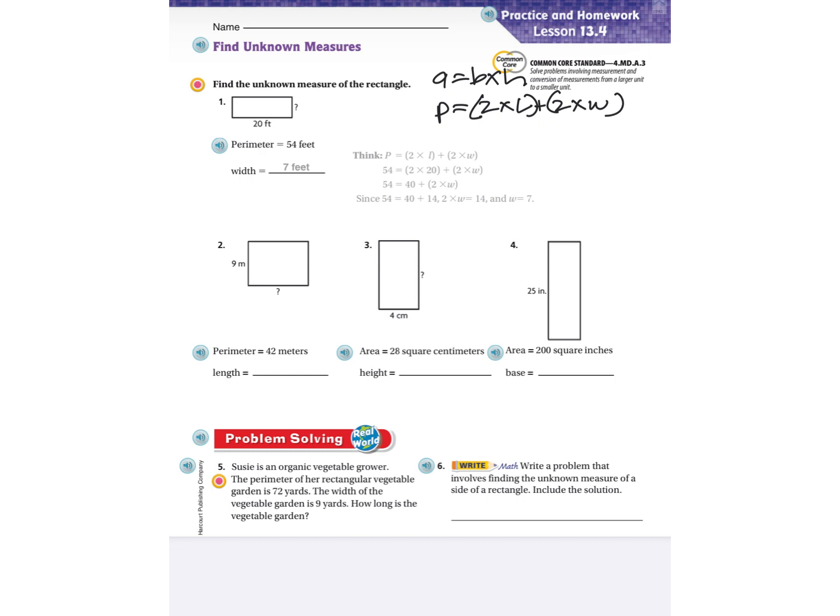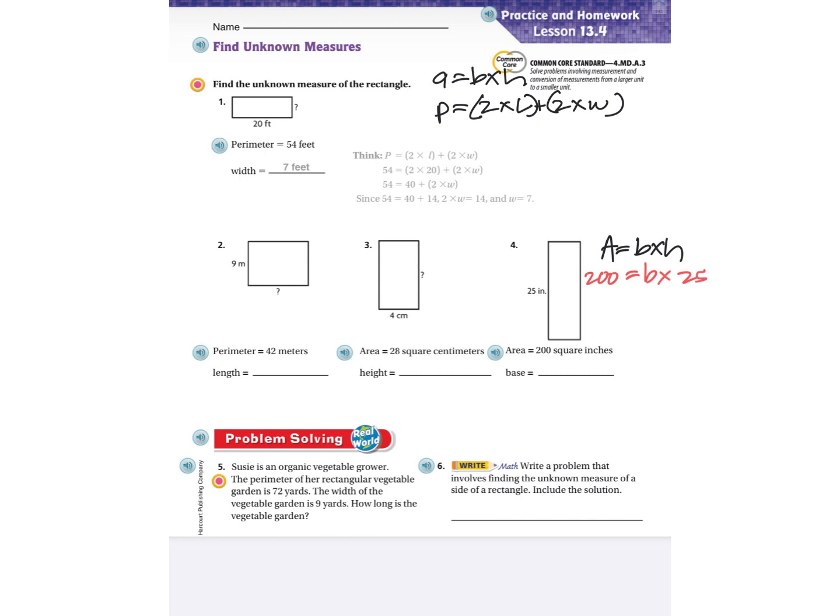Okay, so if we look at number 4, we have what information? Area. Yeah, so we're going to use what formula? Area. So A equals B times H. All right, so what information do I have? Area, which is 200, so I put that right under the A, 200. And I have the base or the height? I have the height. Yeah, so I just bring the B down times 25.